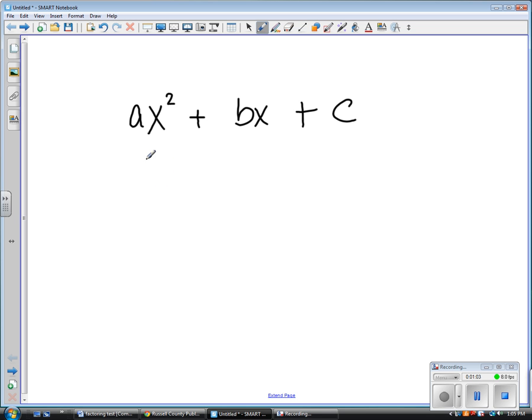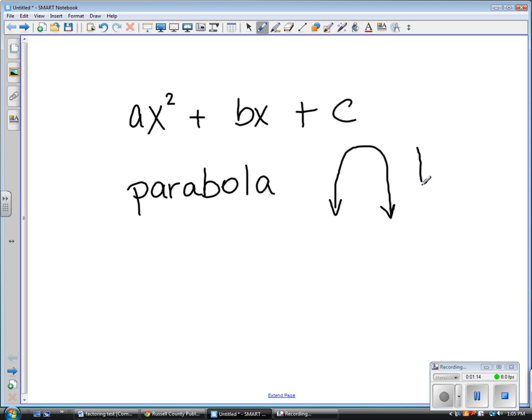First of all, when you graph this, it looks like a parabola. A parabola will look almost like a U-shape, either up or down. Now, it can also be a little more narrow at the top. It can get pretty wide, but it's going to look like a U-shaped kind of drawing. That's a parabola.